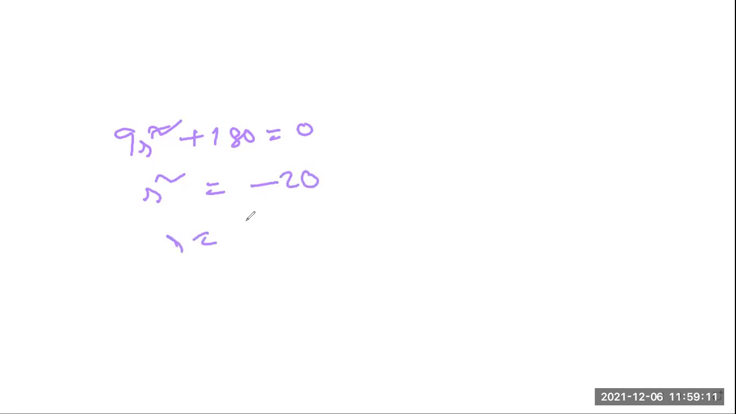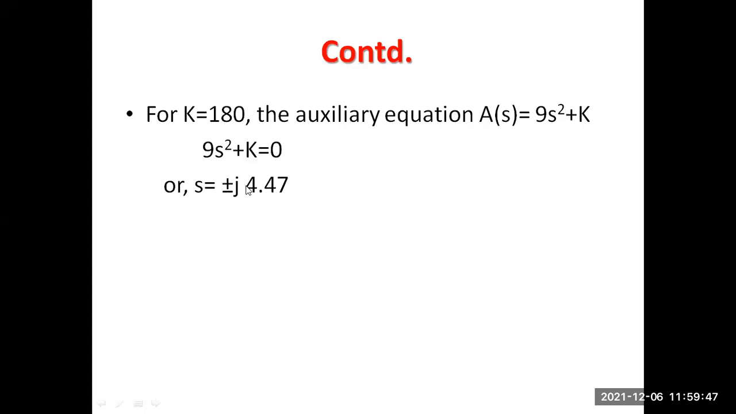s will be equal to plus minus j root 20, which is plus minus j 2 root 5. Yes or no? It's a very simple thing. If you calculate 2 root 5, you will get this value, 4.47.